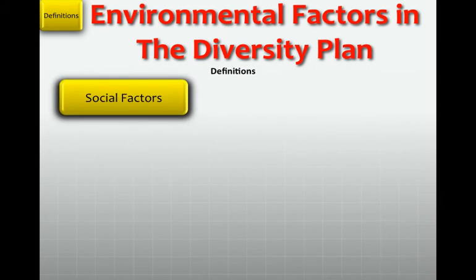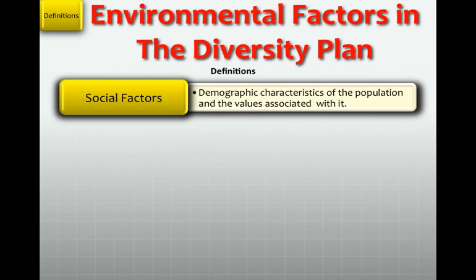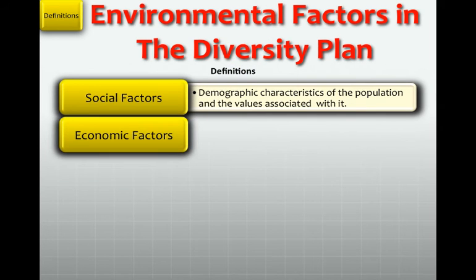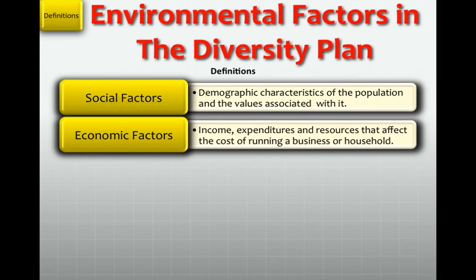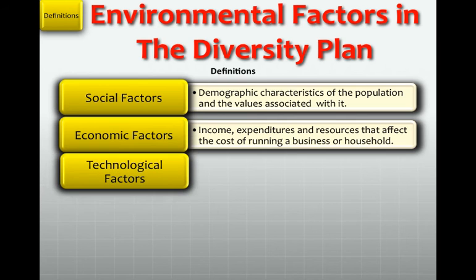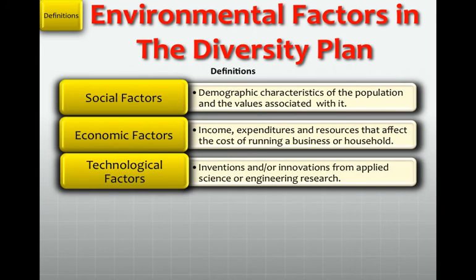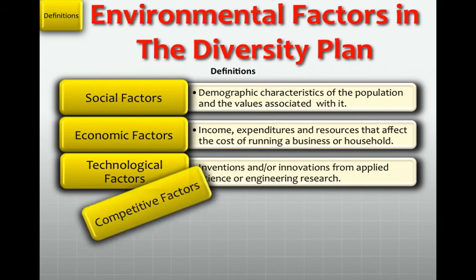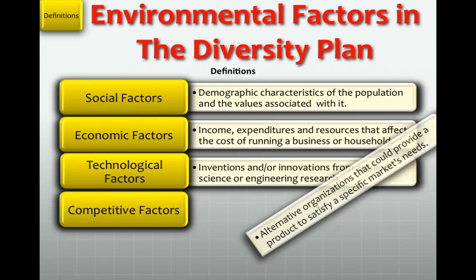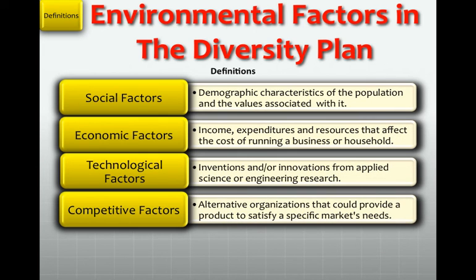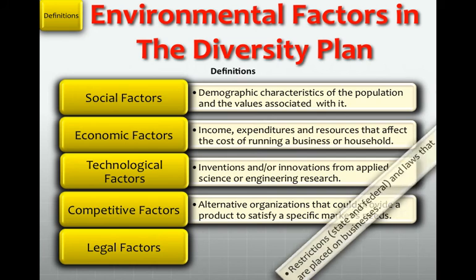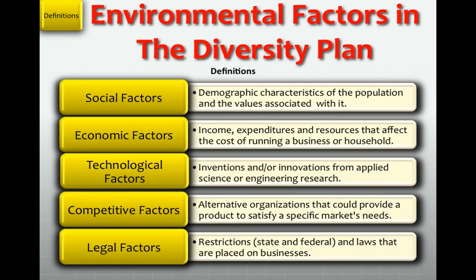So here are some definitions that might help us from our discussion in this lesson. Social factors: the demographic characteristics of the population and some of the values associated with it. Economic factors really start to look at income, expenditure, and resources that impact the cost of running a business. Technological factors: inventions and/or innovations that are applied from science or engineering research. Competitive factors: looking at alternative organizations that could provide a product to satisfy a specific market need. And then legal factors that we talked about. And from here, we're really discussing restrictions, state and federal laws that are put in place on businesses to make sure that there's conformity in the marketplace.